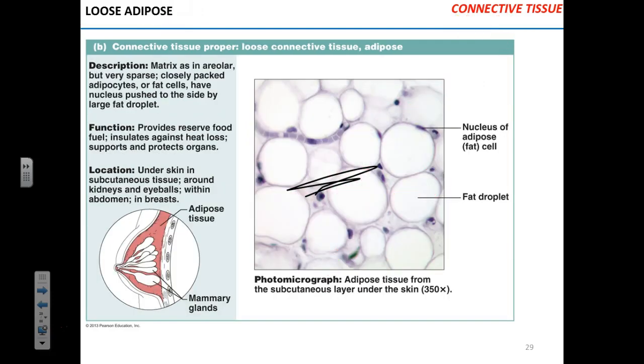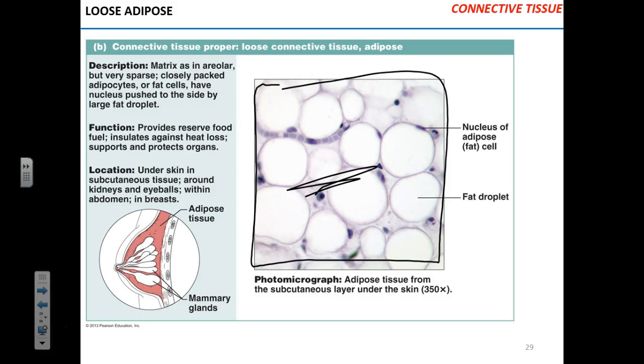Adipose connective tissue is also loose. That is fat. You can see the micrograph of adipose connective tissue with the large adipocytes that are filled with fat. They are so filled with fat that the nucleus is squished to the side. Obviously, adipocytes can be found everywhere there's fat.